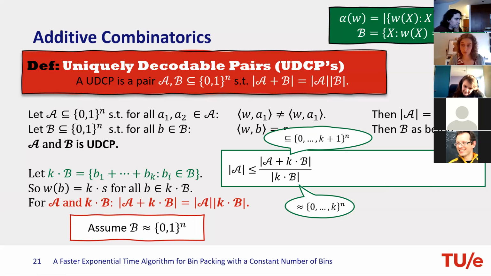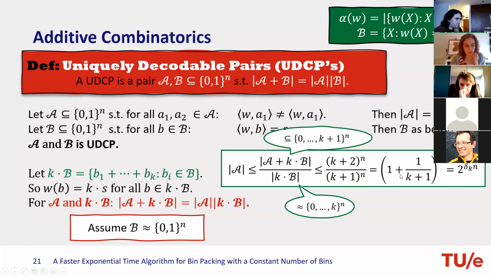And then we can also bound the size of that. So the size of this is at most (k+2)^n, and the size of this will be then roughly equal to (k+1)^n. And that we can rewrite as 1 divided by (k+1)^n, and that is equal to 2 to the power delta_k times n.